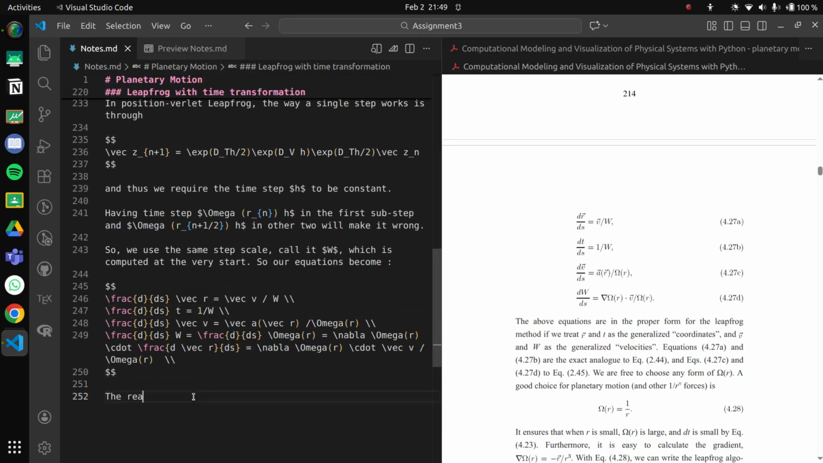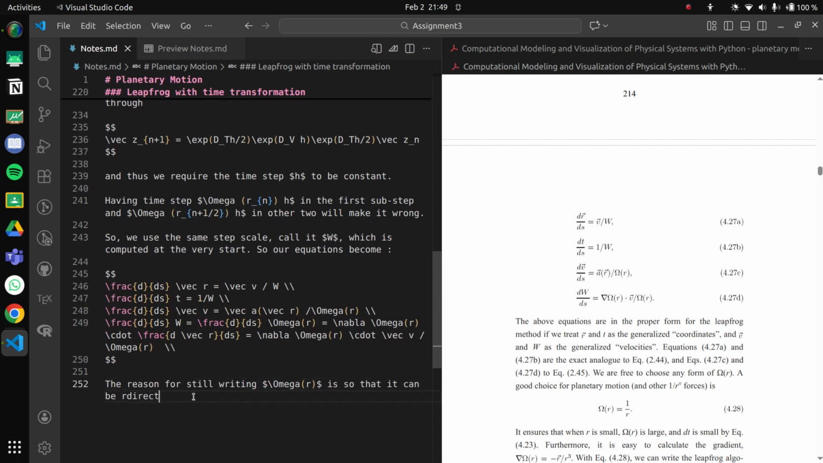The reason for still writing omega of r is so that this system can be directly put into a leapfrog ODE solver, or more like leapfrog code, into a leapfrog solver function.